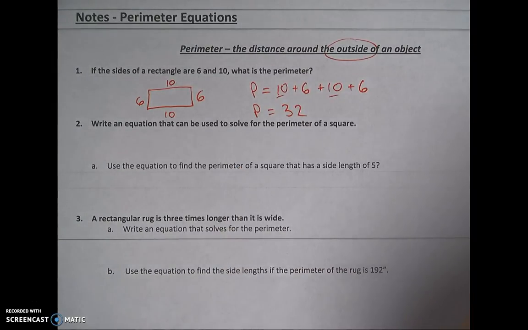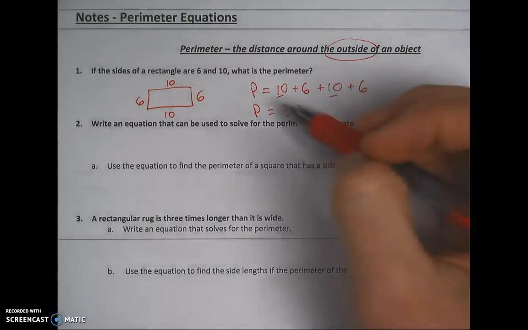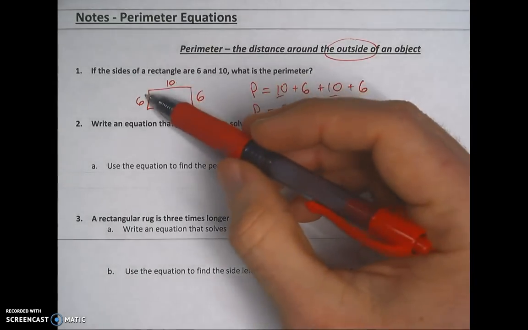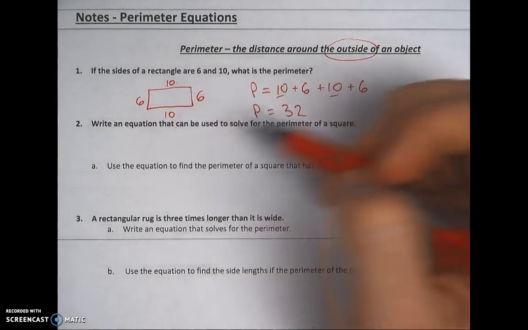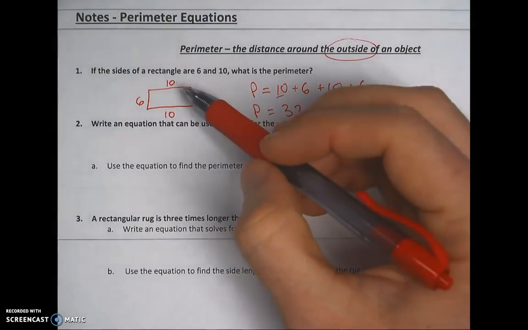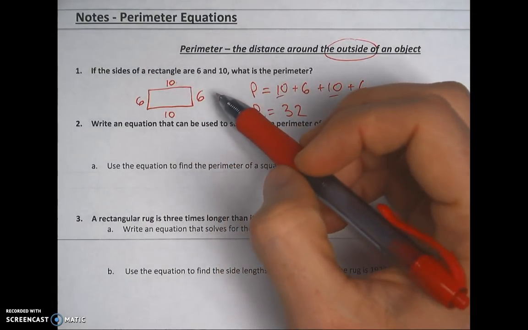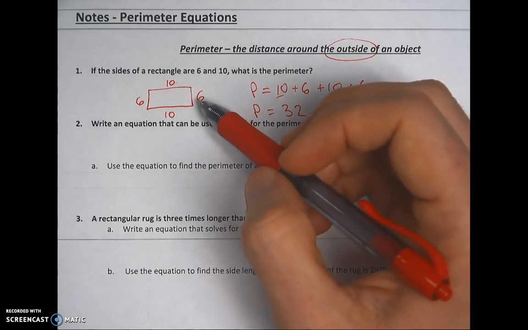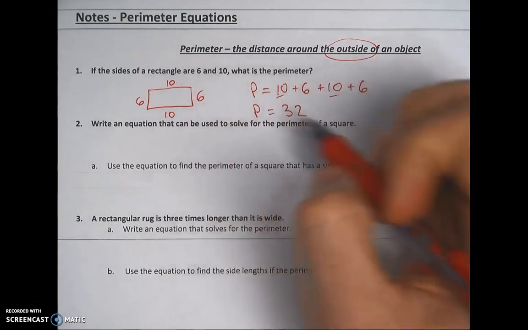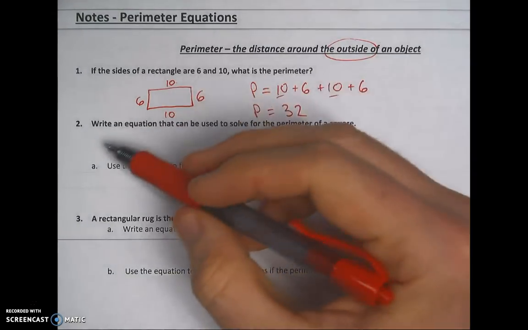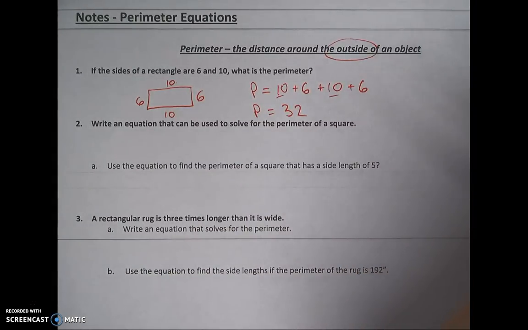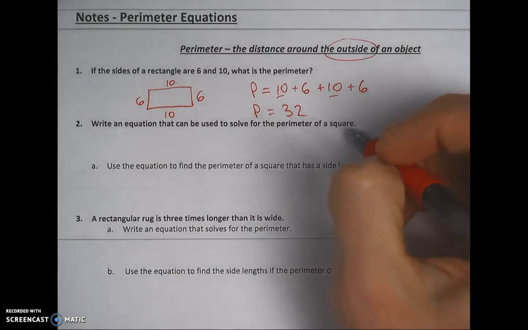Now some of you can probably just do that in your head, and that's fine. We just want to make sure we understand that perimeter is the distance around the outside, and you're going to add up the sides. So even if they're expressions, even if they're not a number like 6 and 10, if it's an x or a 5x plus 2 or something like that, we're still adding them up to find the perimeter. So number 2, write an equation that can be used to solve for the perimeter of a square.